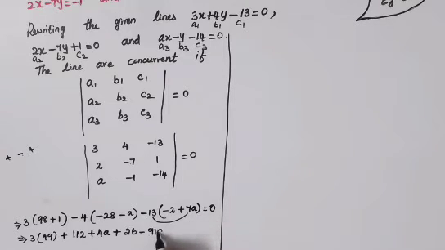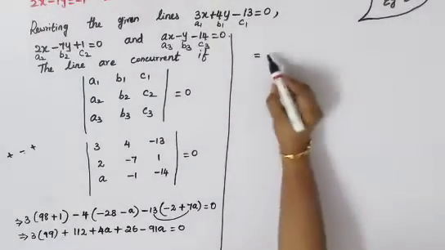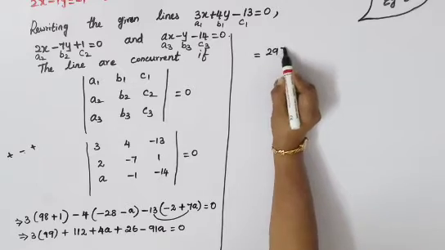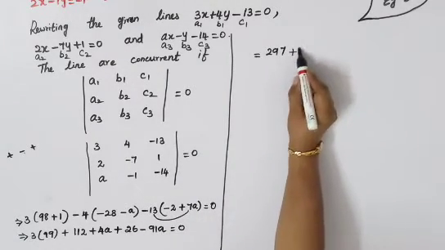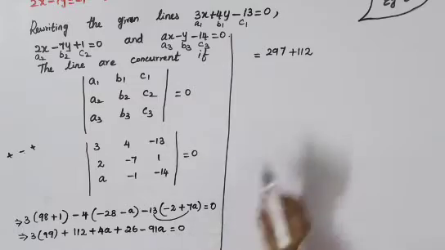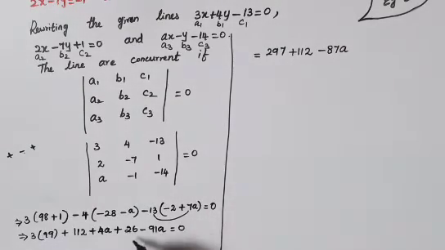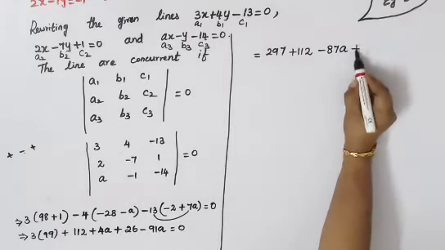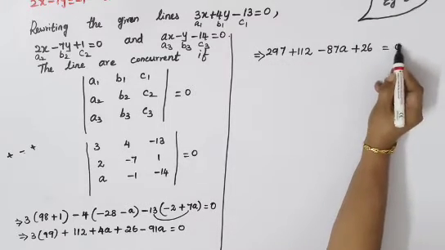You got a, put that a, that is equal to 0. Equal to 3 into 99 you will get 297. Then plus 112, 4a and minus 91a is there. So if you subtract you will get minus 87a. And here plus 26 is there, you can write that 26, which is equal to 0.